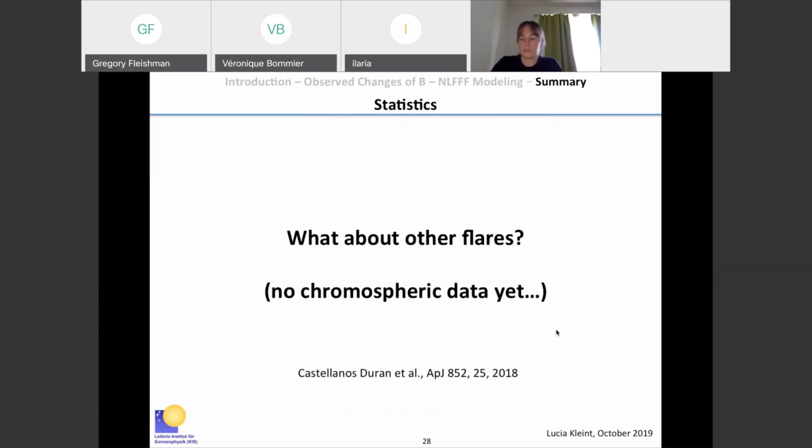That's the overview of the March 29 flare. As a last part, I would like to show you more statistics. We have HMI, which observed many flares, and one can do this analysis for many other flares. Sebastián Castellanos Duran, who was a master's student working with me at Fachhochschule and now is a PhD student at Max Planck, has done this analysis for 75 flares. Unfortunately, as I said, there are not enough chromospheric data yet to do this. Hopefully, with new telescopes, we will also have statistics there.